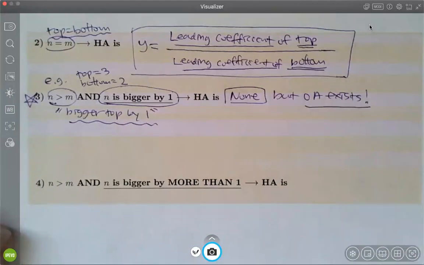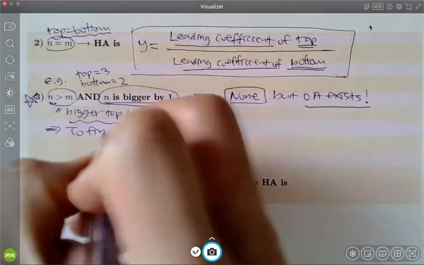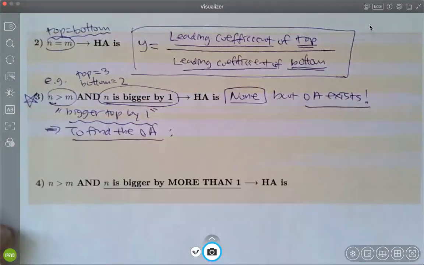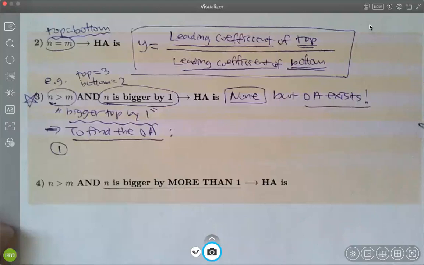And now, the question is, how do we find the oblique asymptote? To find the oblique asymptote, you have to follow a certain scheme. So step number 1, divide the top by the bottom using synthetic division.